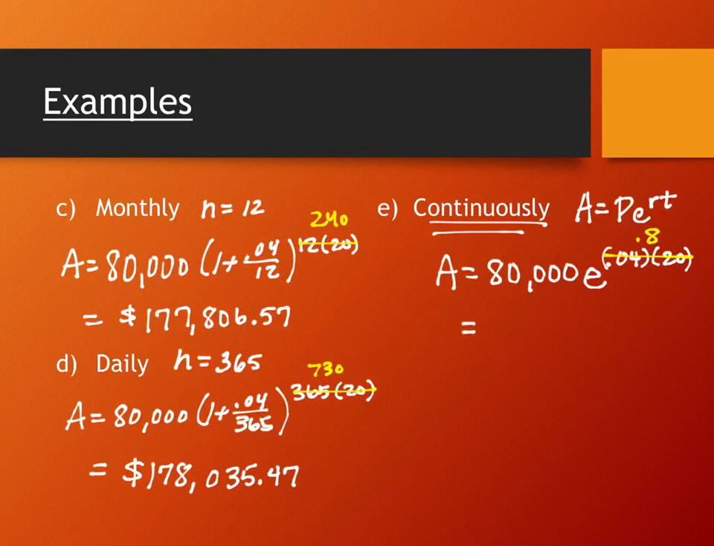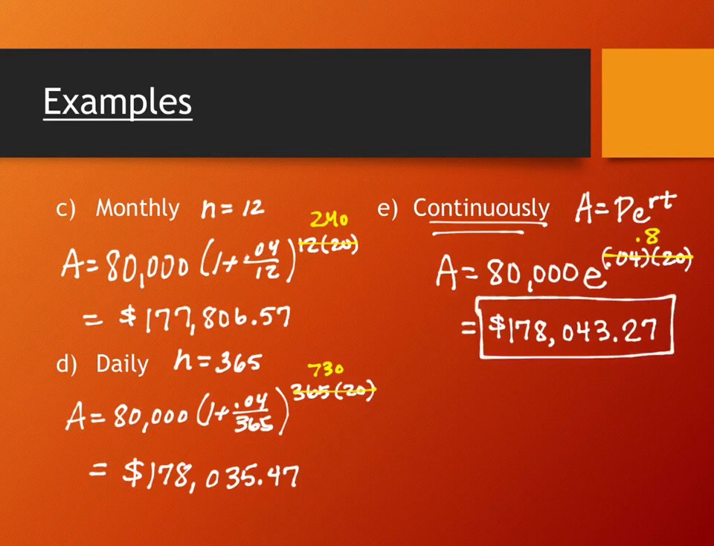I would use your e in the calculator, right? And this is going to give you more than all the other answers. Not significantly more than that daily one, but it is going to be more because continuously means all the time. So it ends up being $178,043.27.